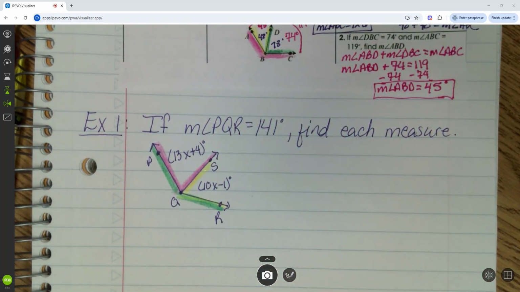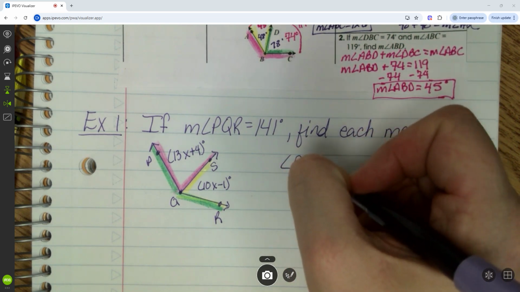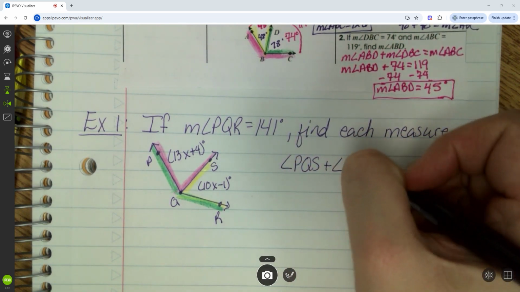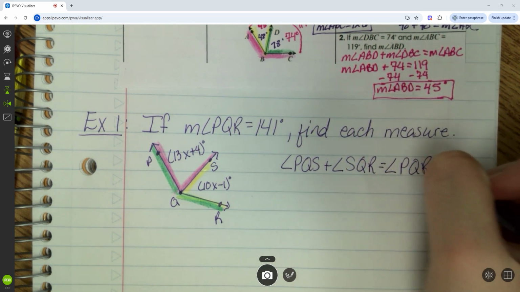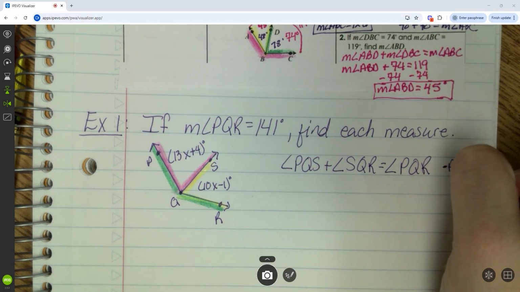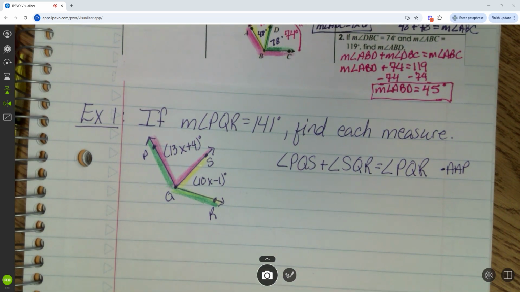So I'm going to go ahead and jot that down while I'm thinking of it. So I know angle PQS plus angle SQR equals angle PQR by angle addition postulate. It's good that we put our little proofs, our reasonings off to the side, because when we get to two-column proofs, it's going to make it a little bit easier, okay?